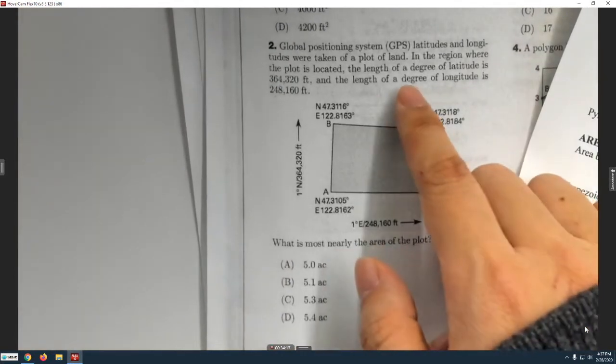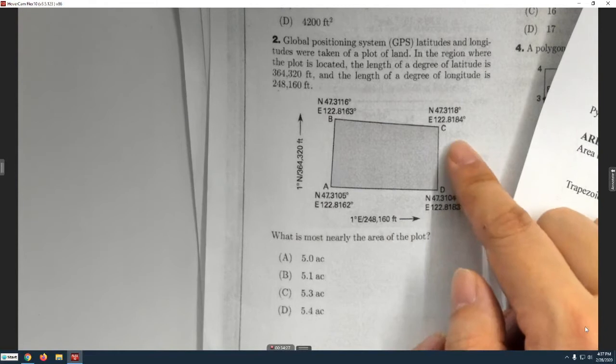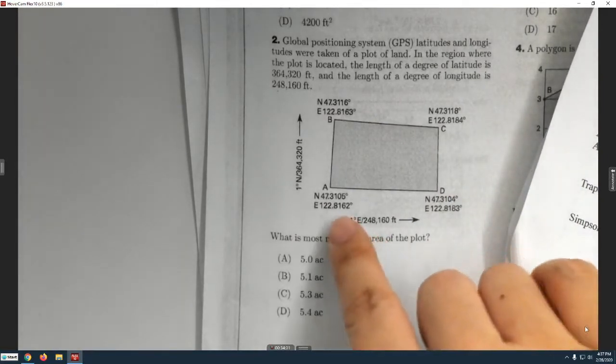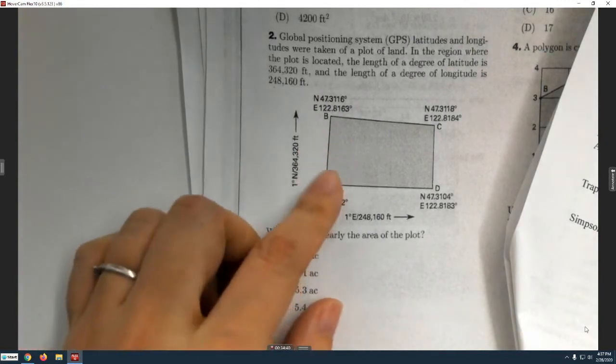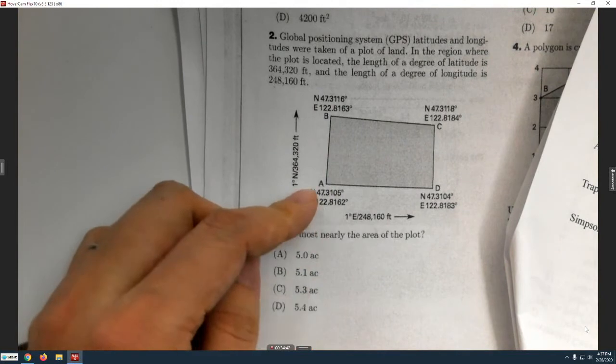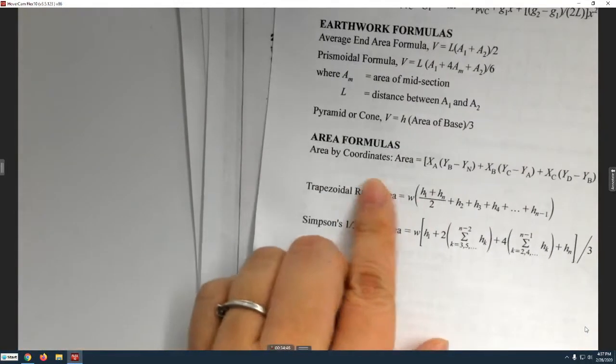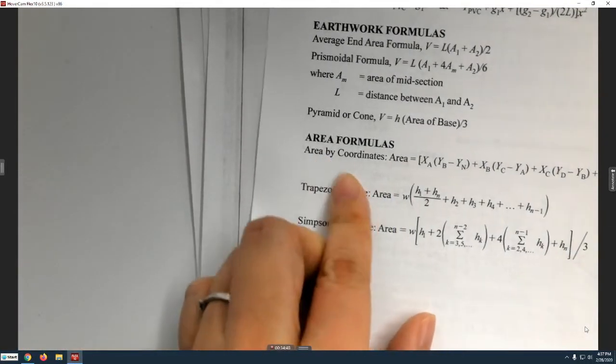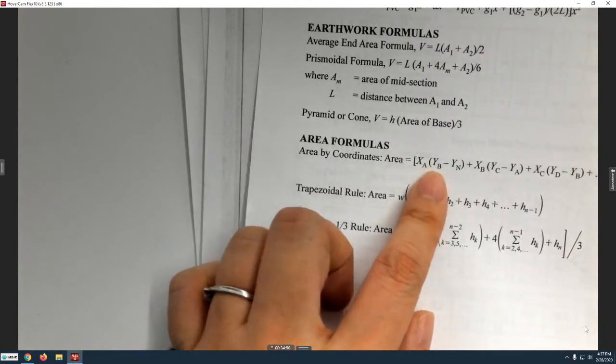The GPS latitudes and longitudes were taken of a plot of land in the region where the plot is located, the length of a degree. So you may be given an area, a plot of land. It can be measured in degrees or in another projection system, so by feet. Either way, in this case it is by degrees. So how do you do the calculation? You want to use this equation. So you calculate the area by coordinates. What does that mean?